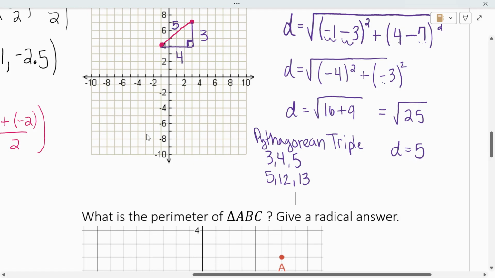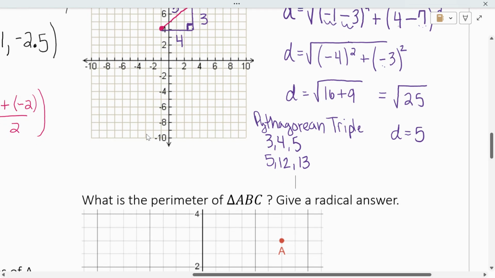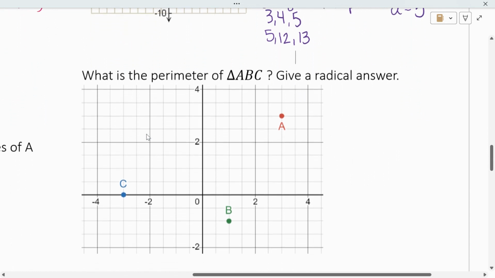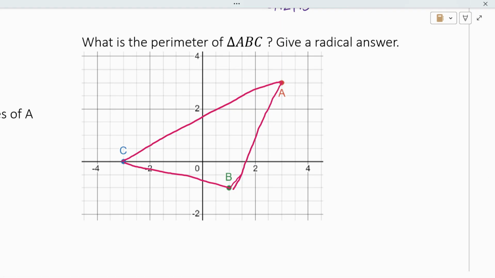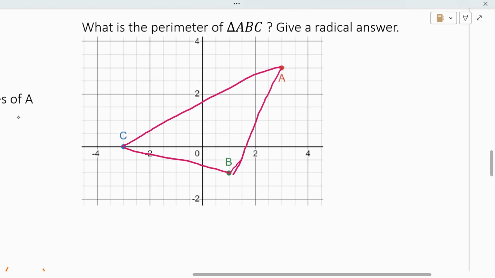Okay. Our last question is tough. We're given a triangle ABC. So the first thing I'm going to do is connect my segments so it actually looks like a triangle. So we're given this triangle and we have to calculate the perimeter. Well, we can do this using Pythagorean theorem or using the distance formula. Which one do you want to use?